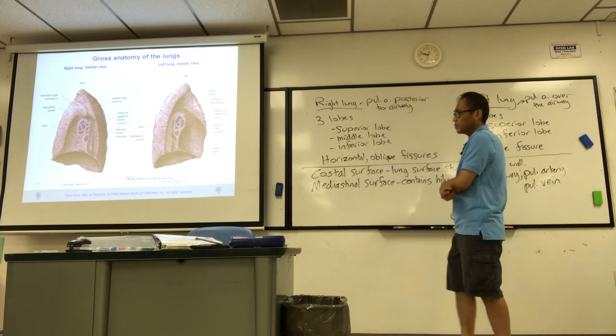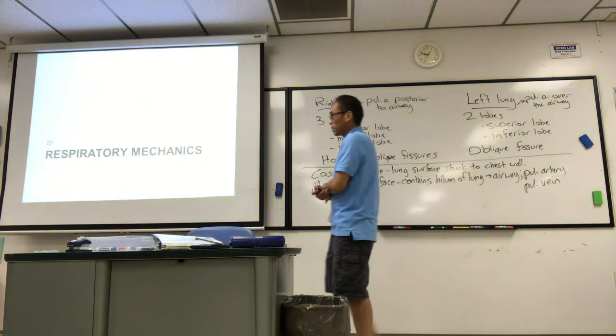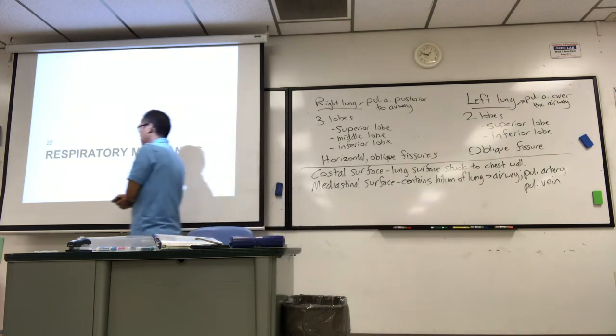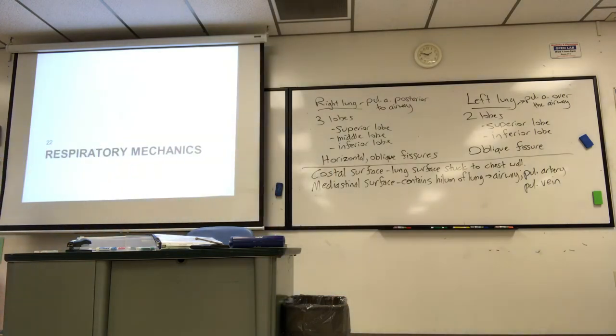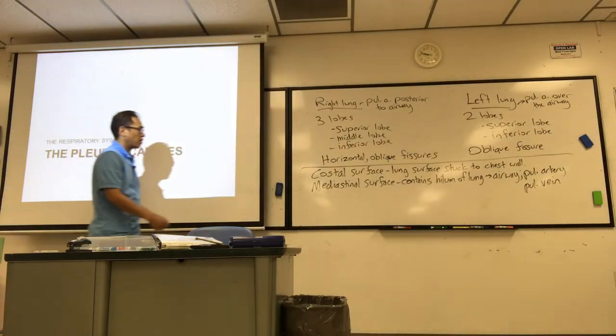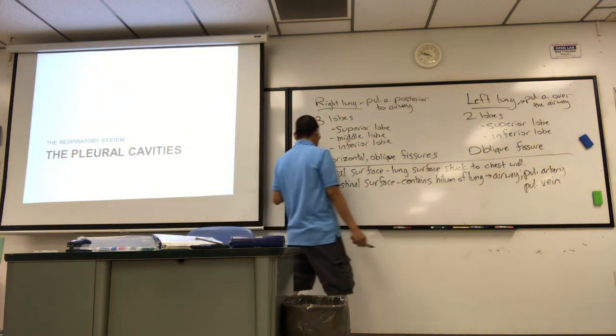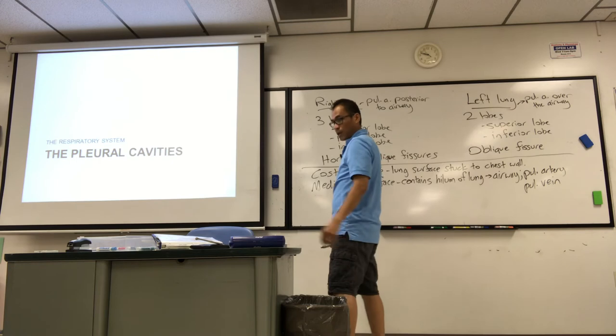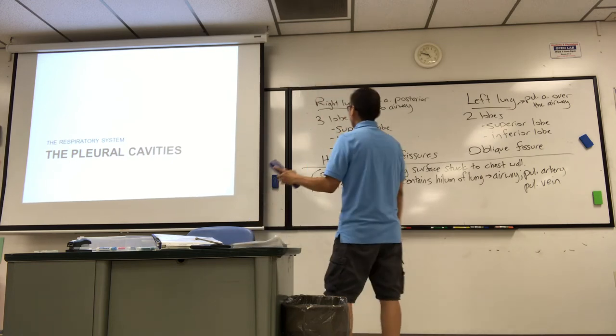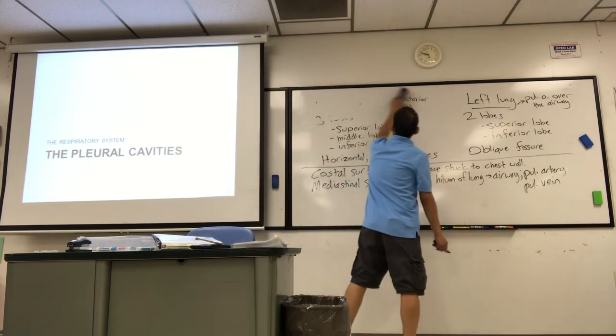Those are the clues you could use to identify left from right lung. And this gets into the next topic we want to tackle, which is respiratory mechanics. I said that you have the costal surface of the lung stuck to the chest wall. Let's talk about that. That's very important. This gets into the topic of respiratory mechanics. We talk about the pleural cavities.